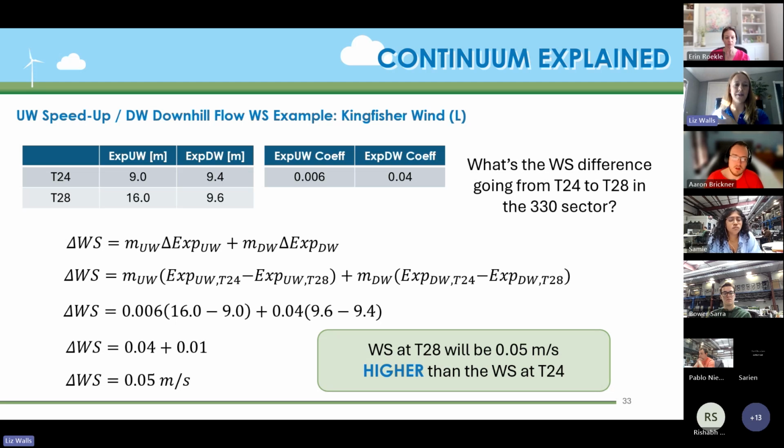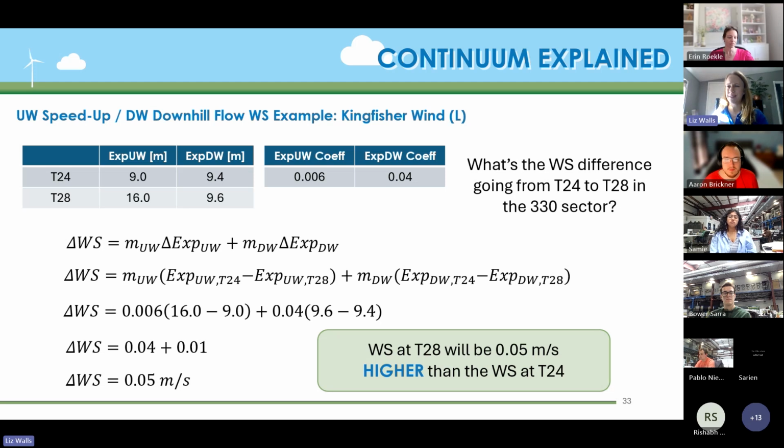And so what we see is that there's a modest change in wind speed, mainly due to the induced speed-up of around 0.04 meters per second, and a slight increase due to the small change in the downwind exposure for the downwind flow. So yes, the wind speed at T28 will be 0.05 meters per second higher than the wind speed at T24. And as Erin mentioned, right now we're just looking at delta wind speeds.